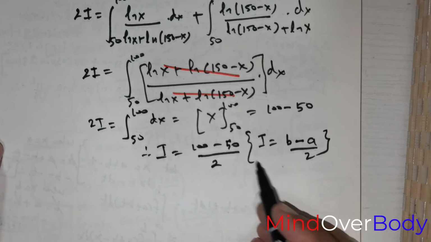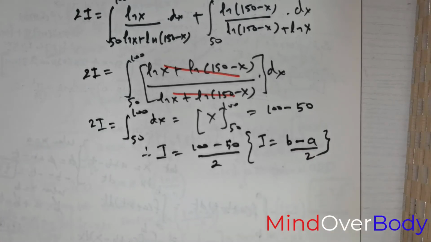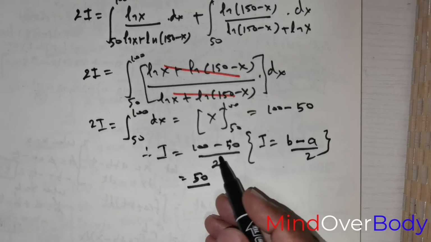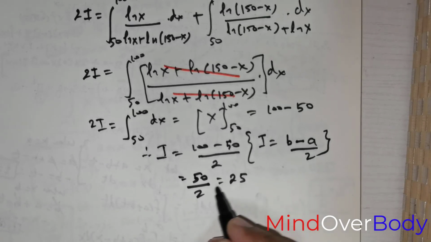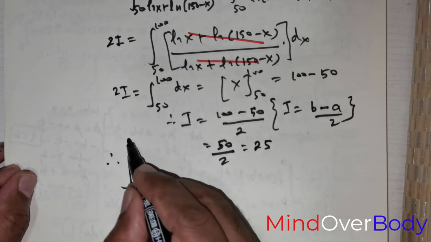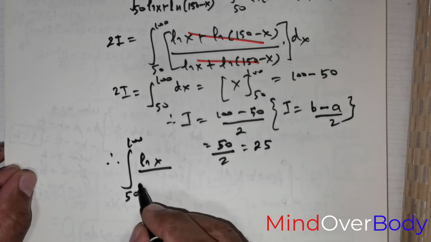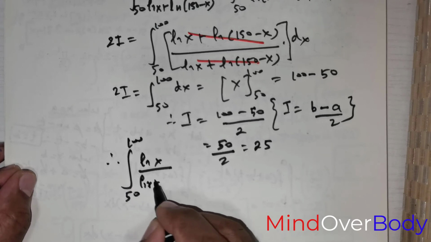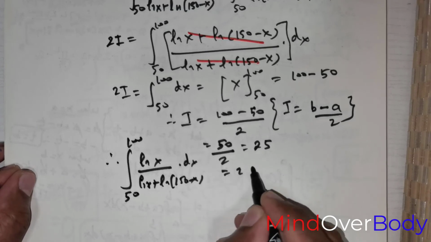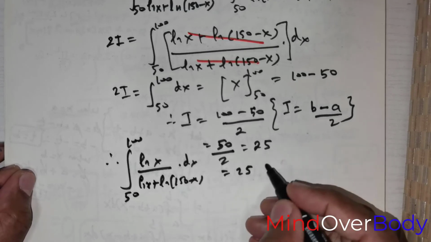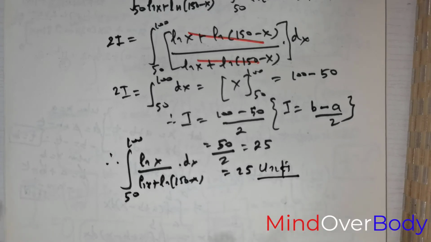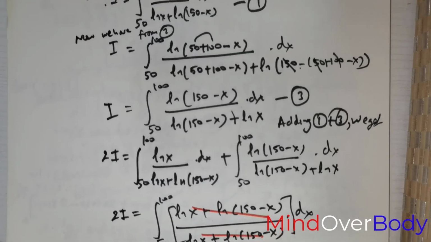Of course, the solution can easily be obtained once we apply this, but I just want to show you how exactly we are able to get this. So this is going to be 50 over 2, which is equal to 25. So what is the solution? Therefore, when you integrate from 50 to 100 of ln x over (ln x + ln(150 − x)) dx, you get 25. That's a value. Probably you can write it as 25 units. So this is the solution for this question.